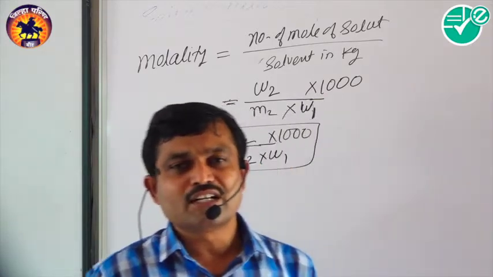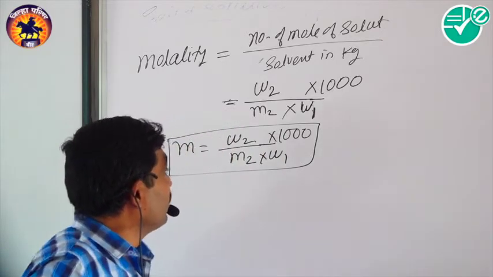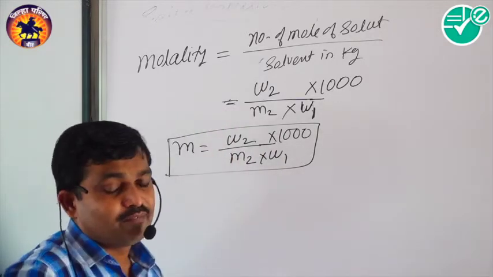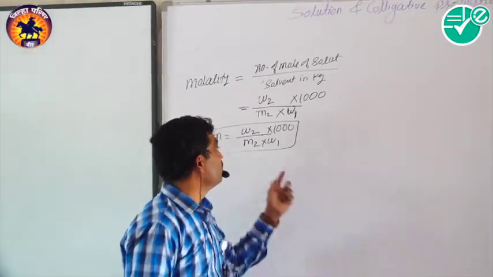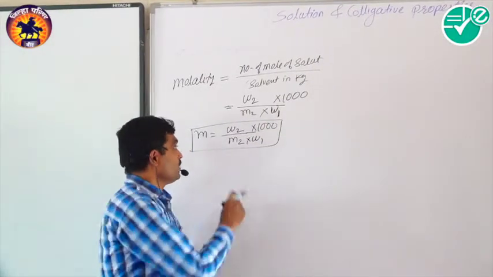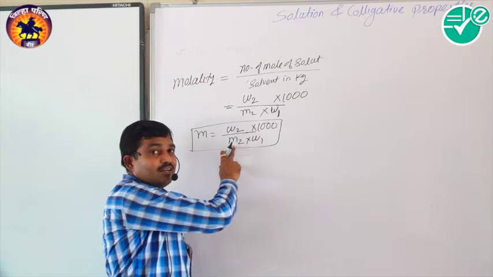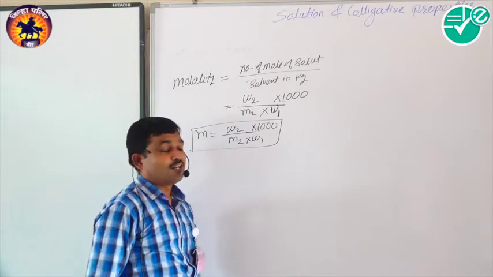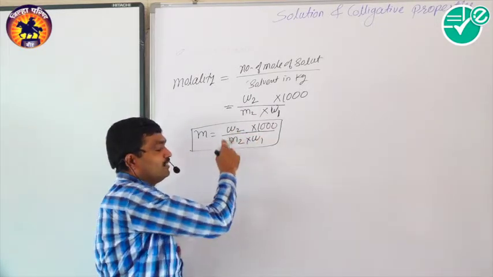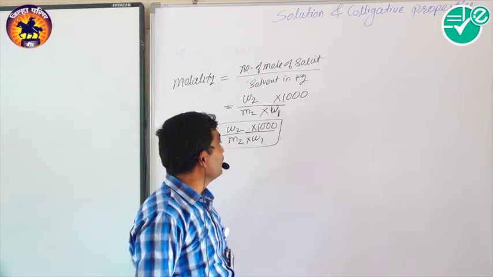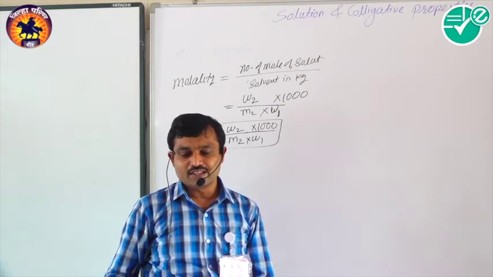We have to consider the colligative property, and the term to be used in that colligative property is the molality that we have to discuss here. The molality is nothing but the number of moles of the solute per kg of the solvent. W1 is the weight of the solvent, M2 is the molecular weight of the solute, and W2 is the weight of the solute, into 1000. Why? Because everything is in grams, and we know that it is per kg, so we multiply by 1000. In this way, that is the molality.